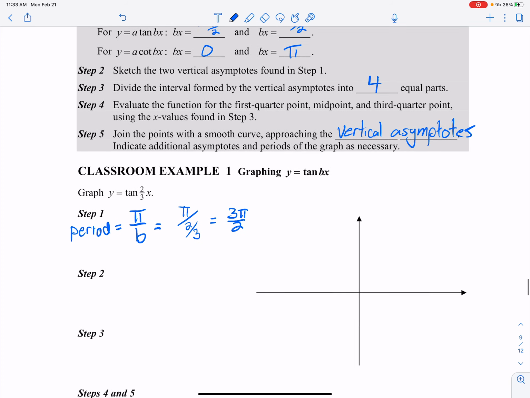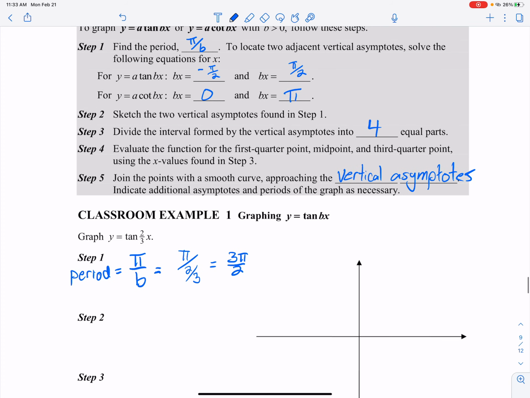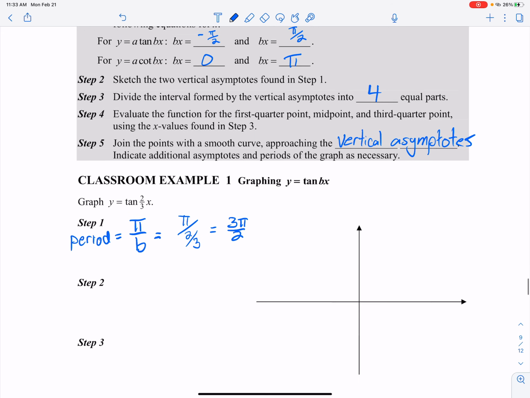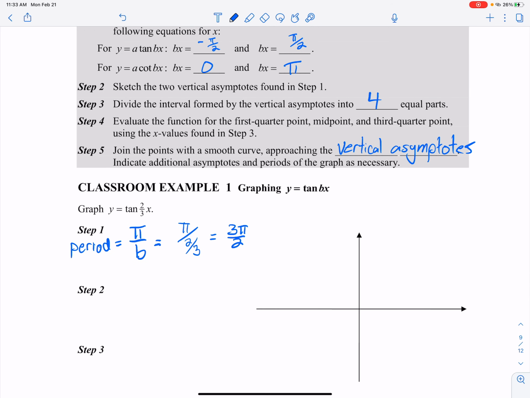If I want to find the vertical asymptotes, I'm going to run out of space here, but it's okay. I'm going to set bx, so that's 2/3 x, that's what they're talking about, equal to negative pi over 2. And then I'm also going to do an equation, 2/3 x is equal to pi over 2. These are going to tell me where the asymptotes are. All I got to do is solve for x.